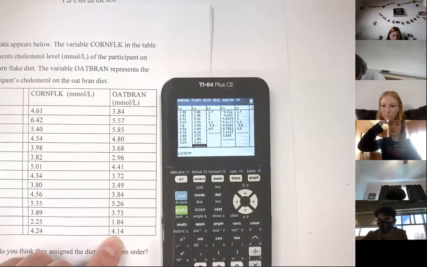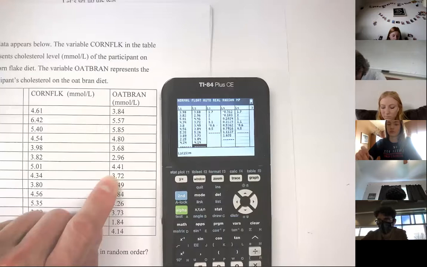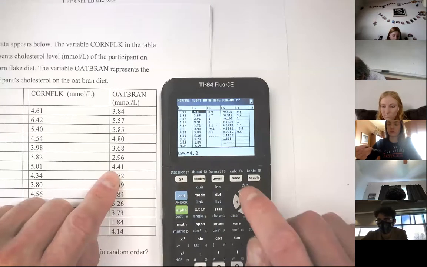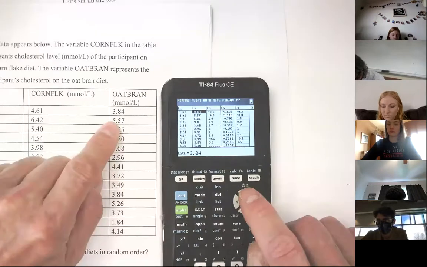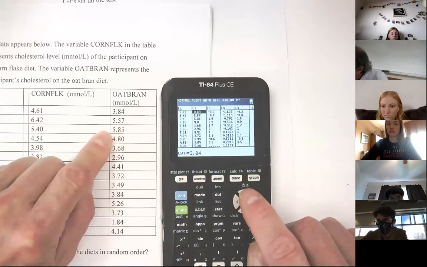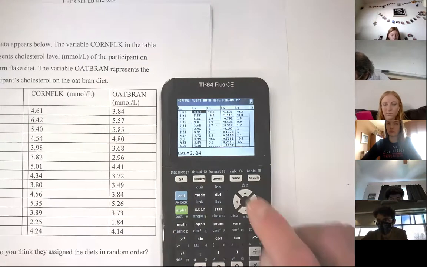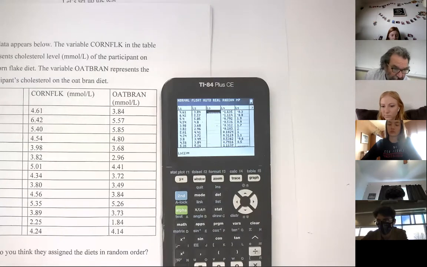Okay, I'm sort of scanning those. Still looking. I think we're okay. So I'm going to go over here to list 3. I'm going to clear that. And I'm going to store the differences in list 3.